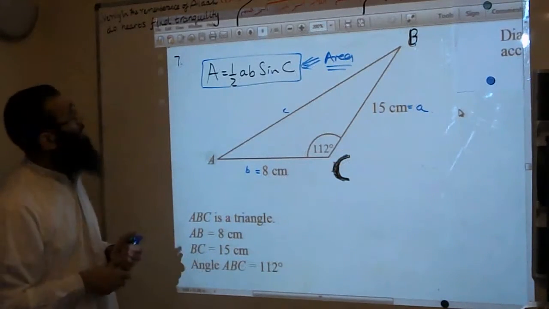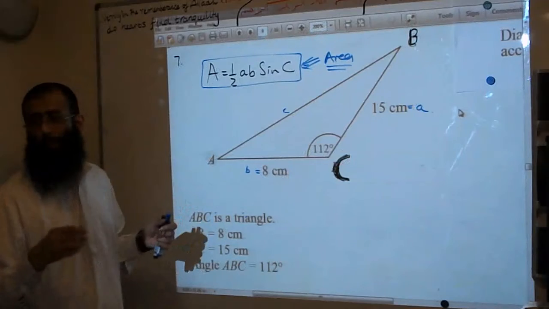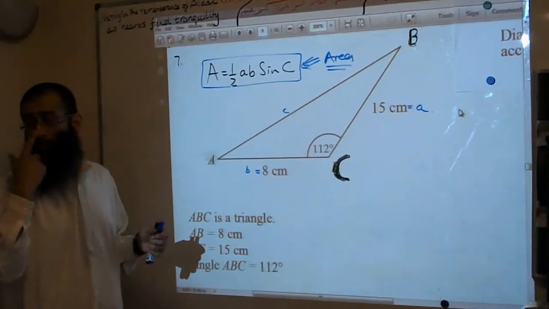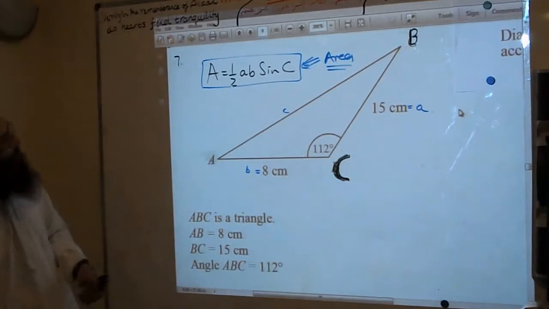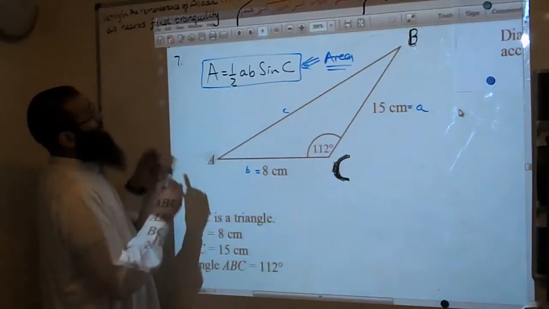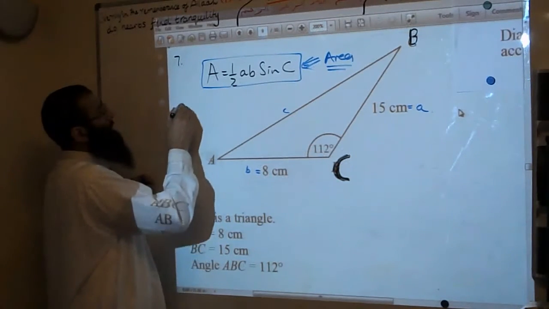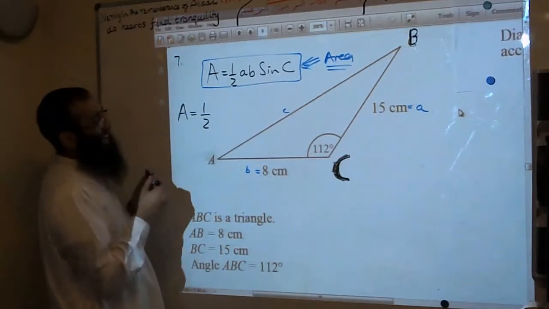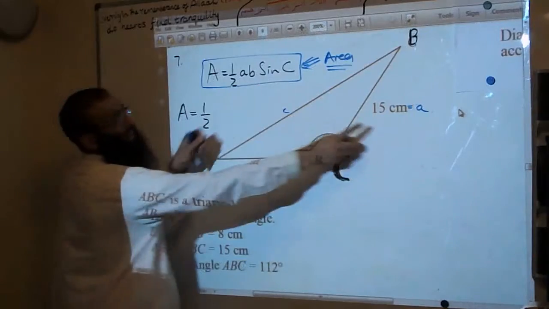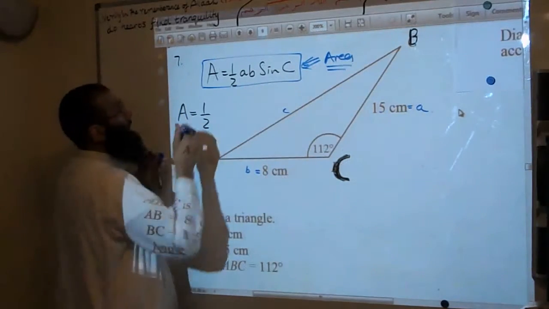Okay? Now, are we happy with the formula? Are we happy with the relabeling? Yeah, happy with that. Now what we're going to do is just throw the values in there and type into the calculator. So let's have a go. So we have here now the area is equal to half. That stays as it is. Now the a value. What is the little a? The little a is 15.